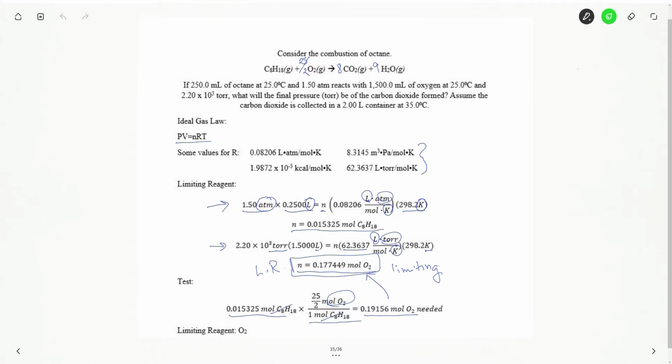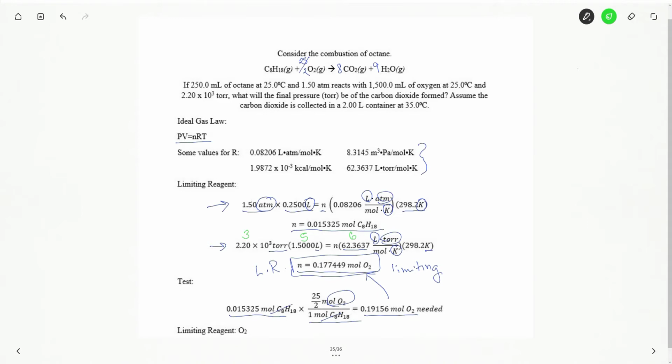So again, I'm just going to go to my moles of oxygen because I did not use my moles of octane, so I'm going to leave that calculation alone. Let's take a look at my moles of oxygen. For my pressure of oxygen, I have 3 sig figs. And of course I converted my volume from milliliters to liters, but that does not change my number of sig figs. I have 5 sig figs for my volume. For my R, I have 1, 2, 3, 4, 5, 6 sig figs.